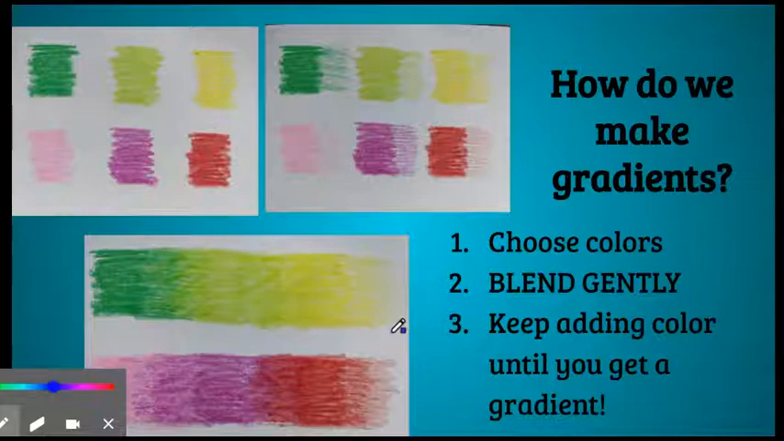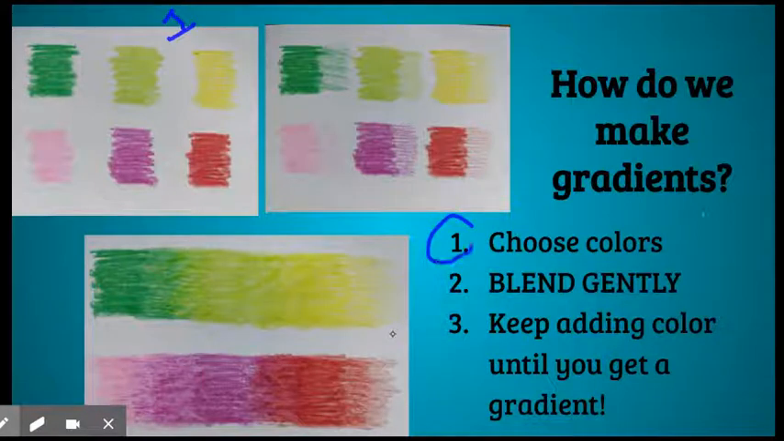So, scholars, whenever we make gradients in our artwork, we have some steps that we need to follow just so that our gradient blends very, very well. So, our step number one is this photo right here. And if you can read it over here, it says choose your colors. I chose a few colors that I wanted to blend together. I chose like a dark green, a light green, and then like a yellowish green.